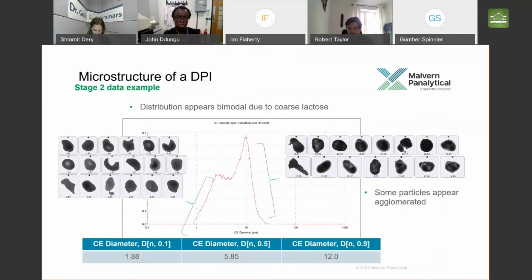So here we have some size distributions. This is of stage 2, and you can see there that the majority of this is in the 1 to 10 micron region. That's fine, that's expected. But we also have this rather large peak of coarser material, and in fact this is known to be lactose. So this product has 2 types of lactose, fine and coarse. This is the coarse fraction coming out here. But ultimately this is both the API and the excipient all wrapped into one. Okay, and that's stage 2.